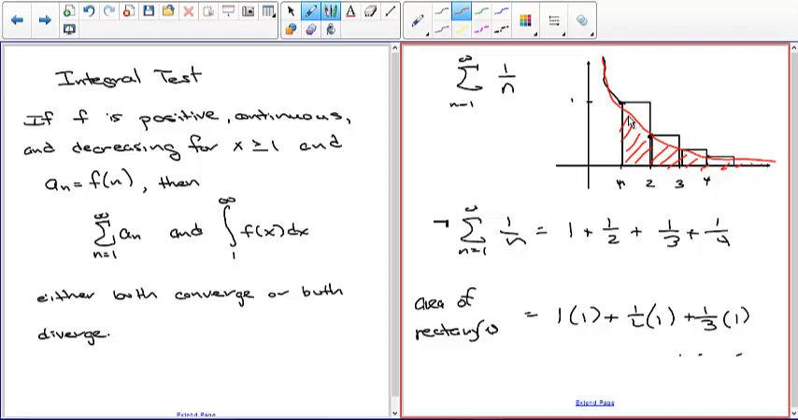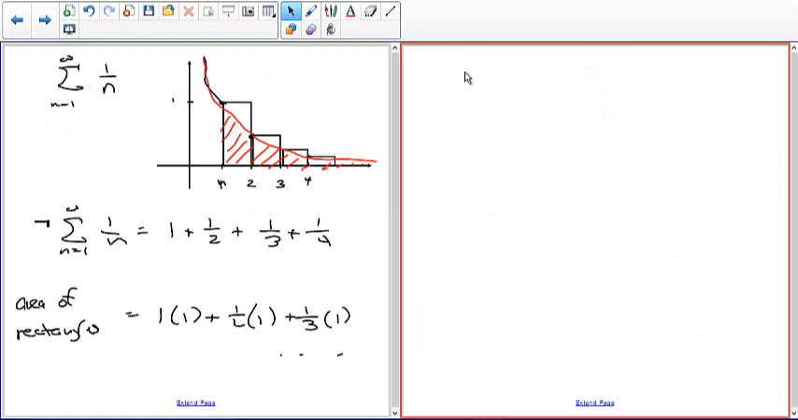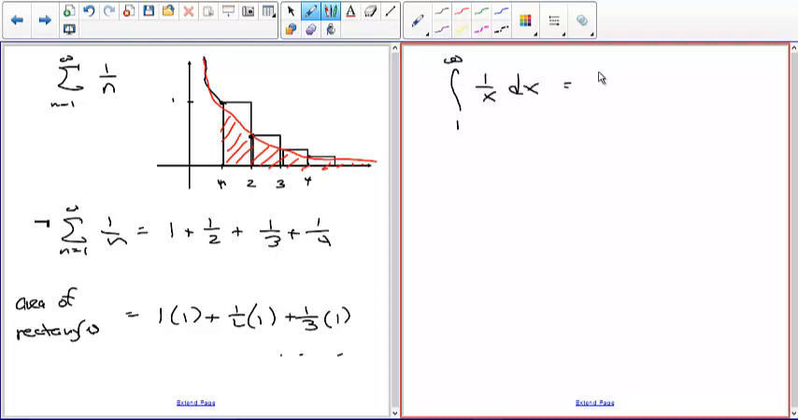are we talking about? The corresponding function that we would evaluate is the integral from 1 to infinity of 1 over x dx. And we know that diverges. It's not because my rectangles are sticking out the top, it's just because we know it diverges because we did it back in chapter 8, section 8.